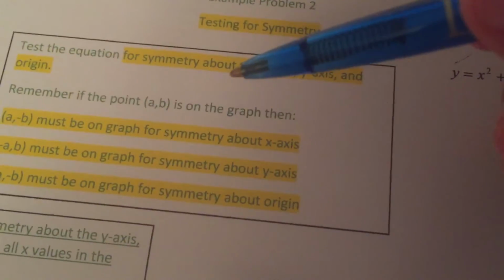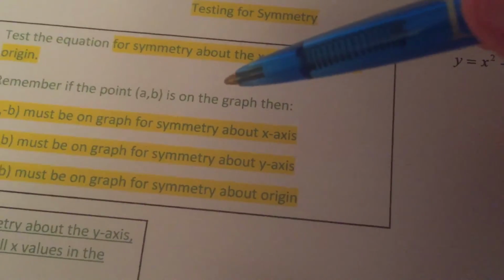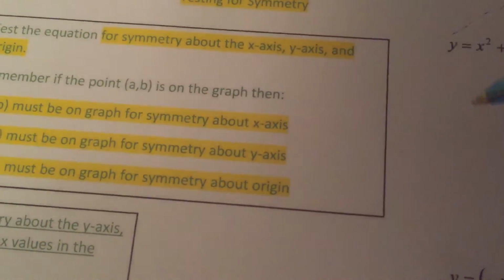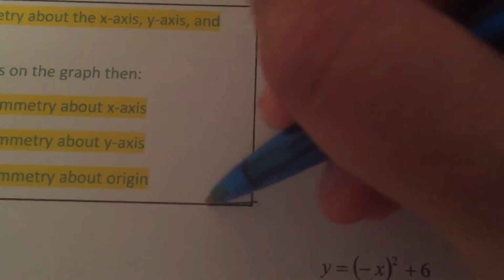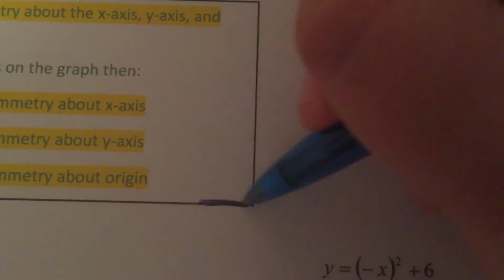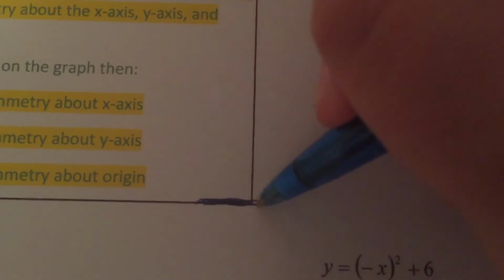Referring to what I said earlier, to help this make more sense: if a negative b must be on the graph for symmetry about the x-axis. So as I was saying, my pen ran out of ink. That's why I had to get a different one.